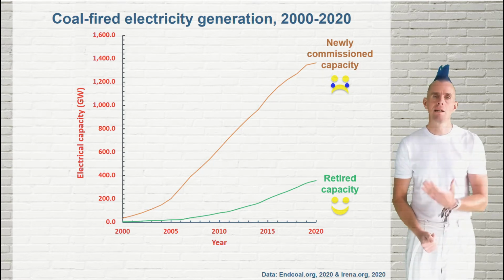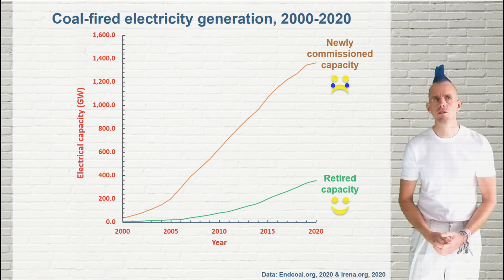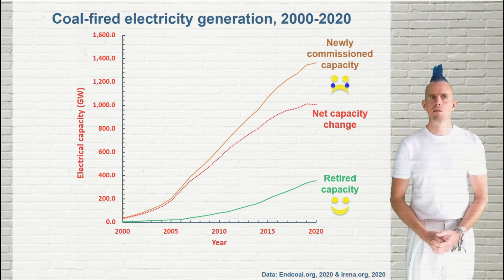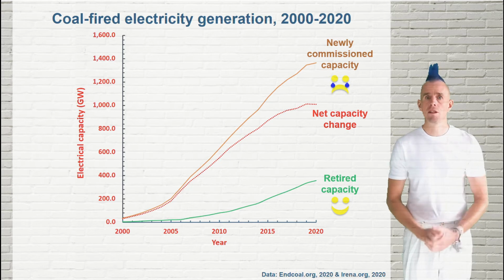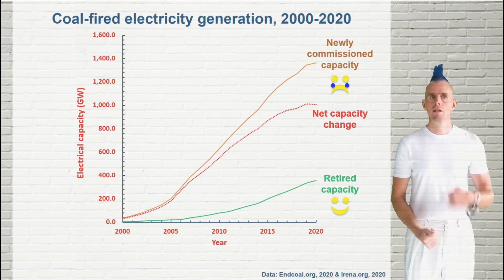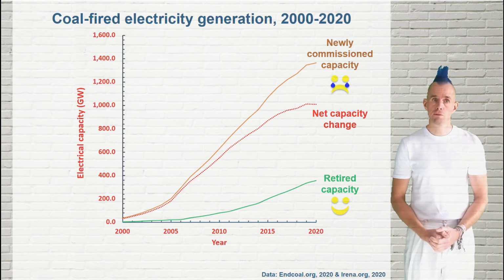Not only is this bad, this is catastrophic. So if we look at the balance between these two, we can see that the net capacity change for coal-fired electricity production is a large increase, a 1,000 gigawatt increase, a terawatt increase over the last 20 years. These levels are starting to plateau. Hopefully, with the advent of net zero, the net capacity will start to decline.